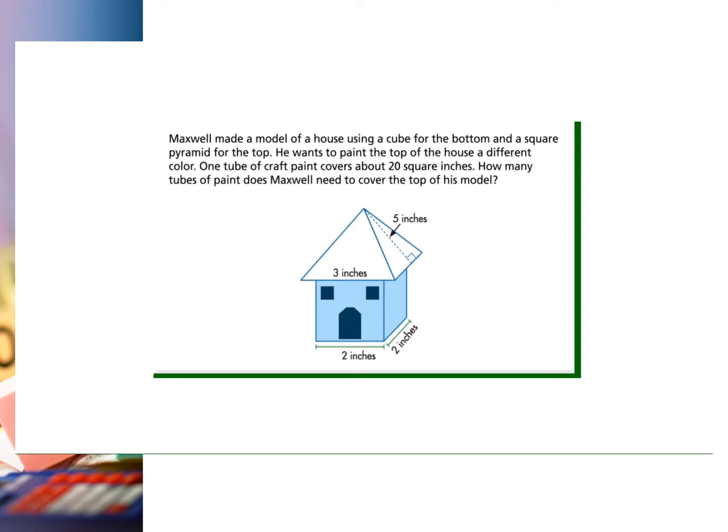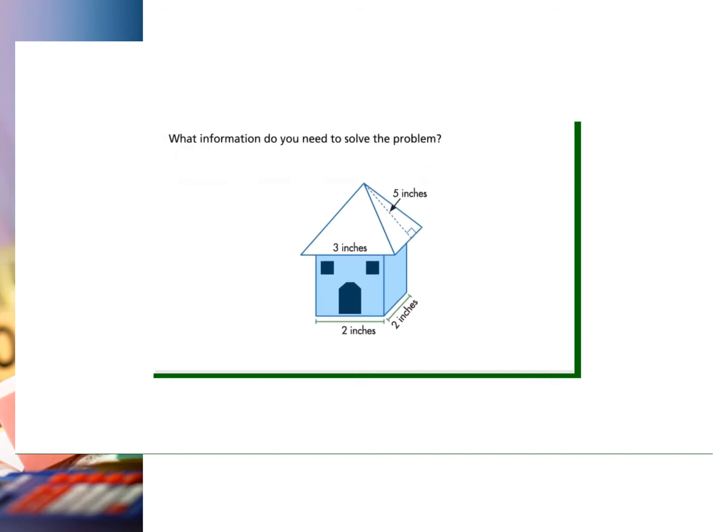The faces of a pyramid are triangles. What information do you need to solve the problem? You need the dimensions of the square pyramid. You also need to know that one tube of paint covers about 20 square inches.